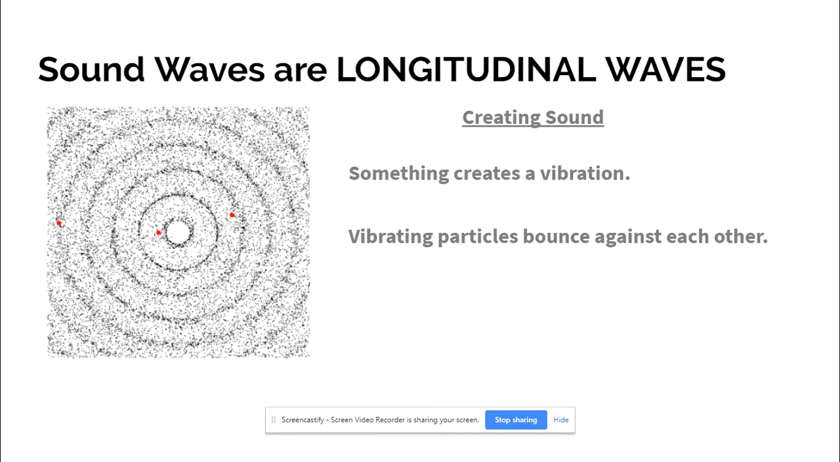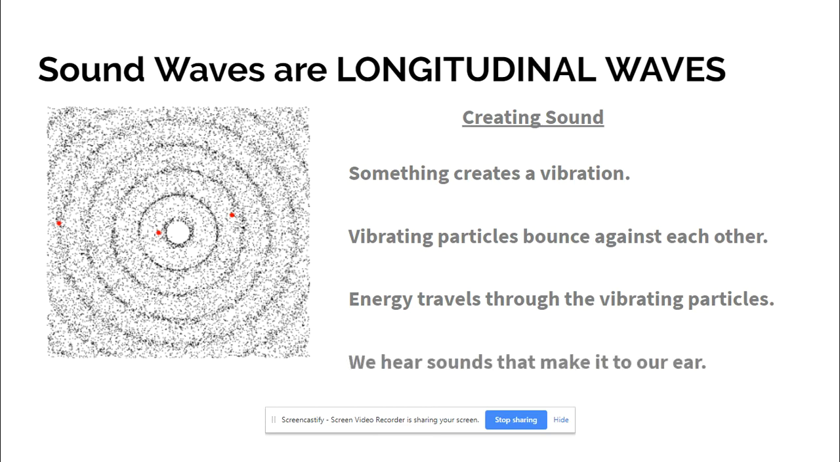If that vibration is passed along by particles bouncing into each other, then your sound wave is going to start to move. So the second part, vibrating particles will bounce off of each other, and then they'll bounce into the next one, and then they'll bounce into the next one, and that creates a longitudinal wave. The wave carries energy through those vibrating particles. We call that sound energy. And of course, for us to hear it, the sound waves have to make it to our ear.